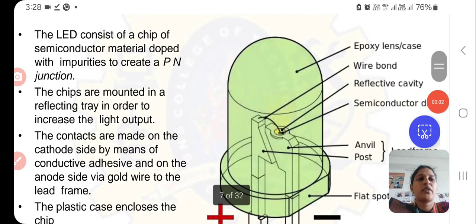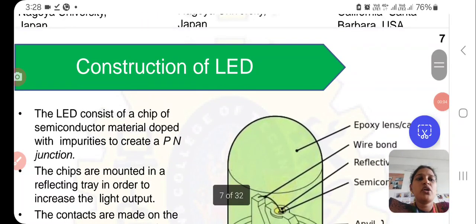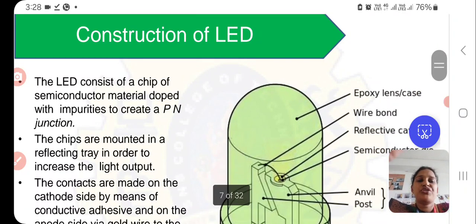Hello everyone. In this video series we are going to see about the construction and working of light emitting diodes.